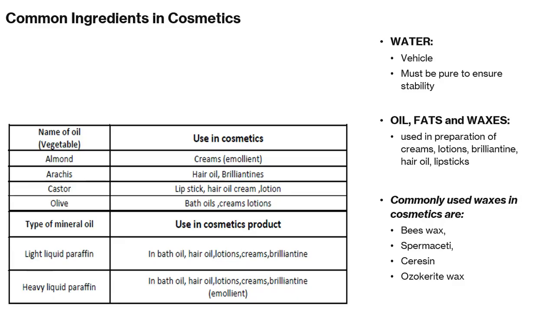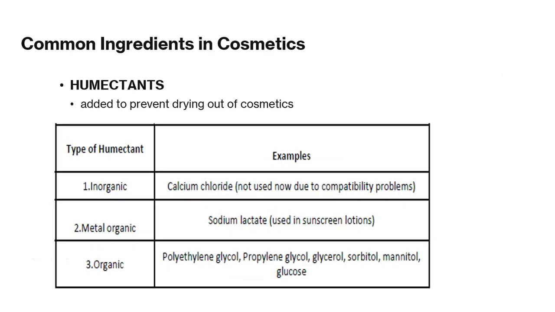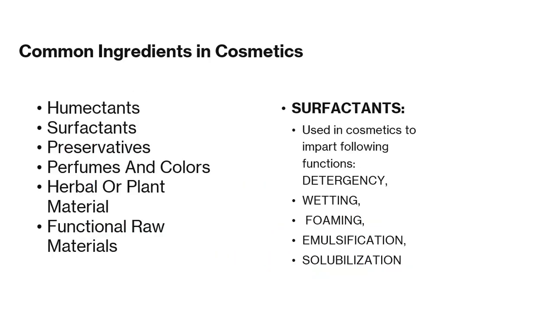Water is used as a vehicle and must be pure to enhance stability. Fats, oils, and waxes are used, and among the waxes we use beeswax, spermaceti, sericin, and ozokerite wax. Humectants prevent the drying out of the skin, right? And examples here may be inorganic, metal organic, or organic, and the examples are listed.